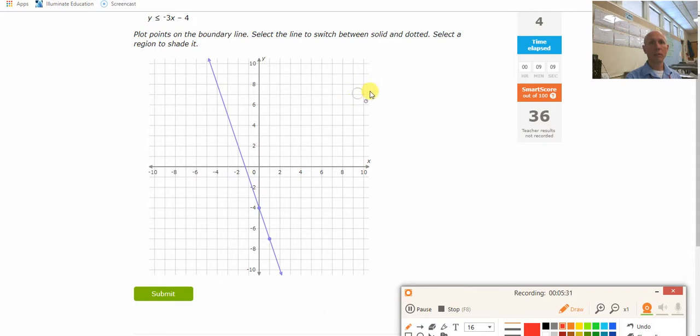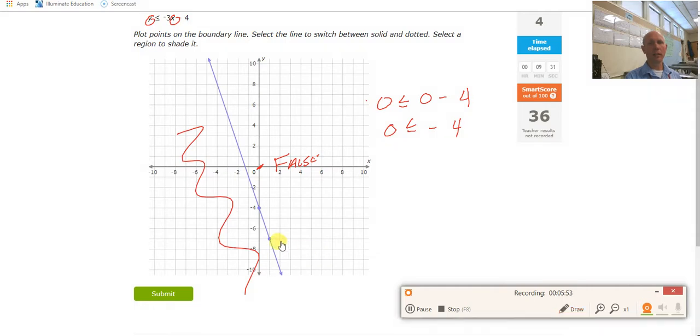So is 0 less than or equal to 0 minus 4? What I did is I plugged a 0 in right here, and I plugged a 0 in right there. So is 0 less than or equal to -4? No, this is false. So if this is false, that means the other side is the true side.